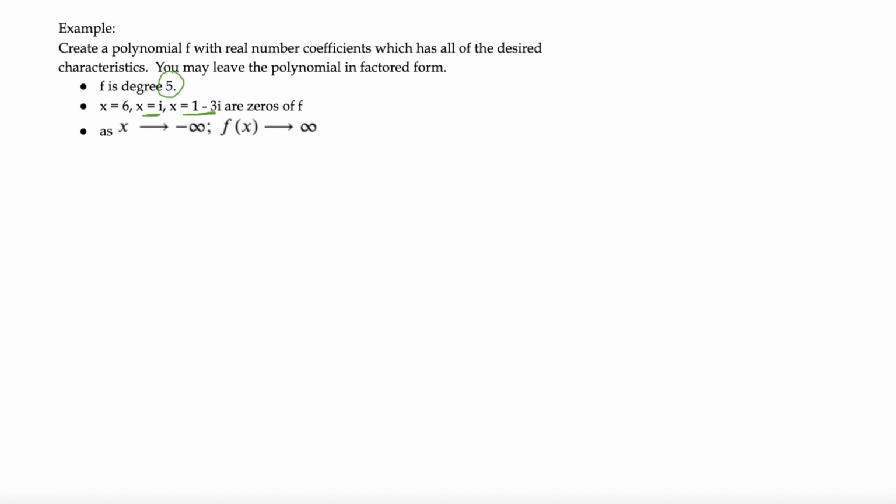But notice that we have 2 solutions which are imaginary solutions. So if I have x equal to 6 and I have x is equal to i, I also have x is equal to negative i, because we know complex solutions come in their conjugate pairs. Also, if I have x is equal to 1 minus 3i, I also have x is equal to 1 plus 3i. Now when I count them, 1, 2, 3, 4, 5, I have a polynomial that will have degree 5.